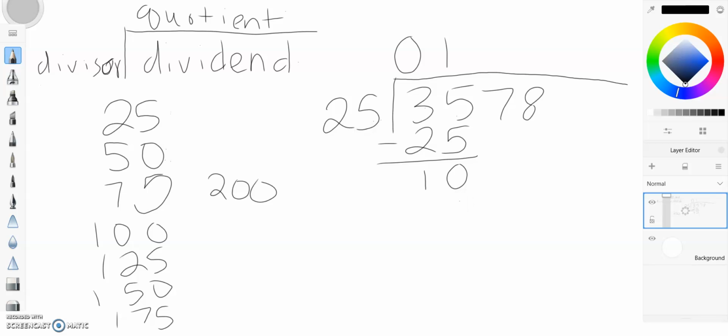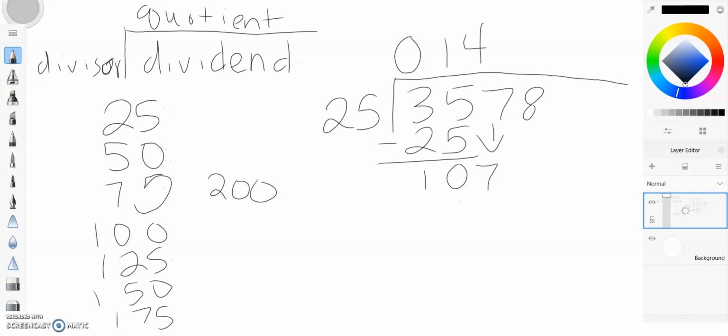25 cannot go into 10. So we bring down this 7 here. And then we see how many times can 25 go into 107. Well, we know 25 times 4 is 1, 2, 3, 4, 100, which is pretty close to 107. If we multiply 25 times 5, we would get 125, which is a little bigger. So we're going to stay with 25 times 4. So I put 4 up here.